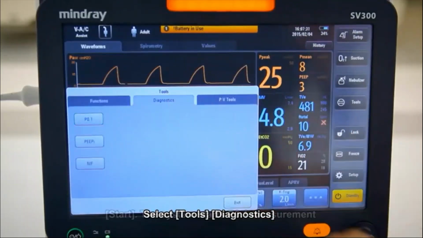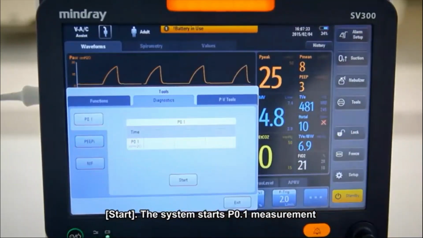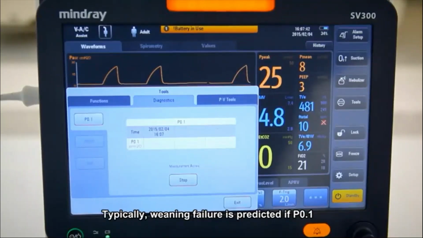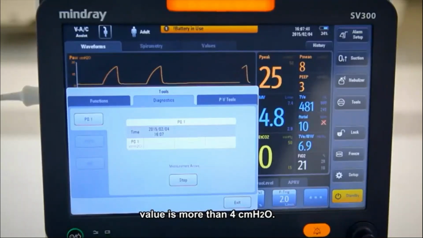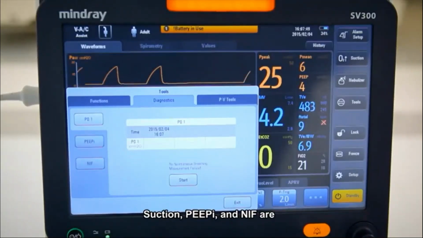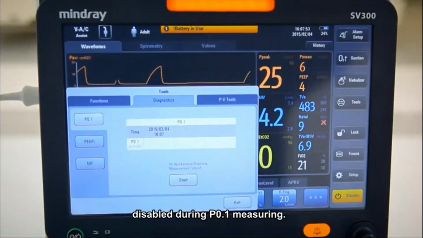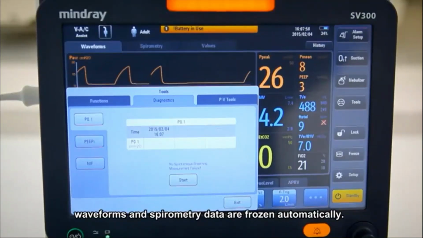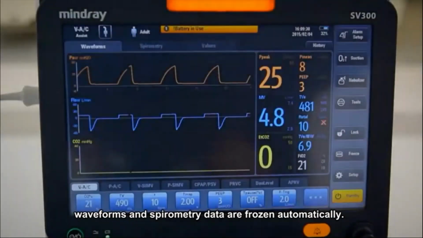P0.1. Select Tools, Diagnostics, P0.1, Start. The system starts P0.1 measurement and displays results when measurement is completed. Typically, weaning failure is predicted if P0.1 value is more than 4 cmH2O. Suction, PEEP-I and NIF are disabled during P0.1 measuring. After the measurement is completed, waveforms and spirometry data are frozen automatically.